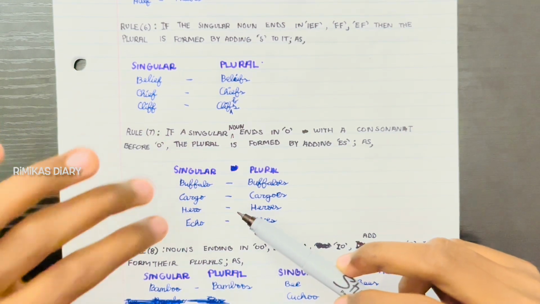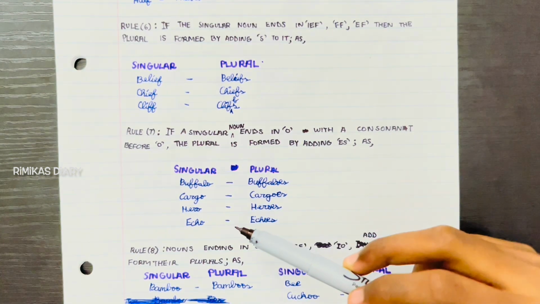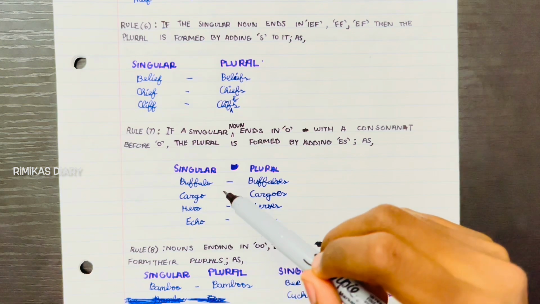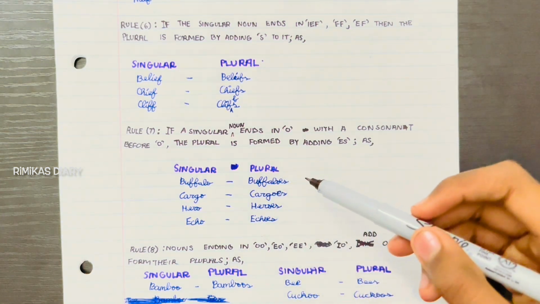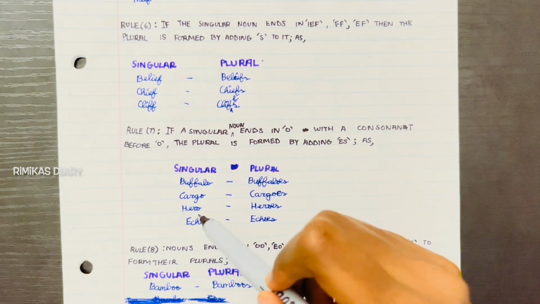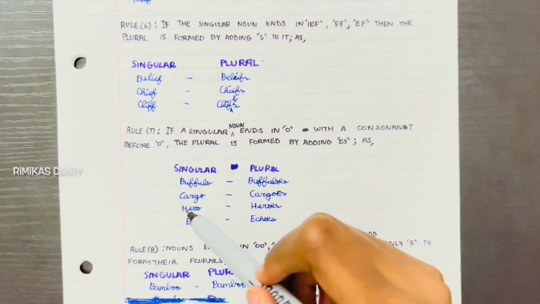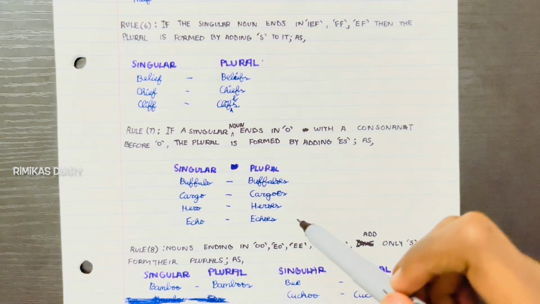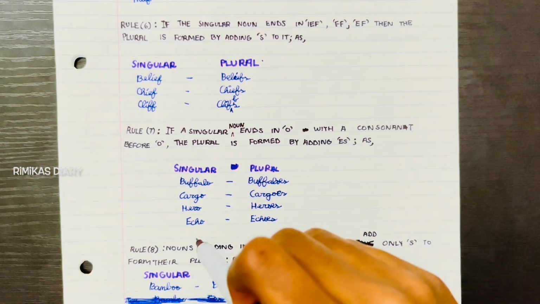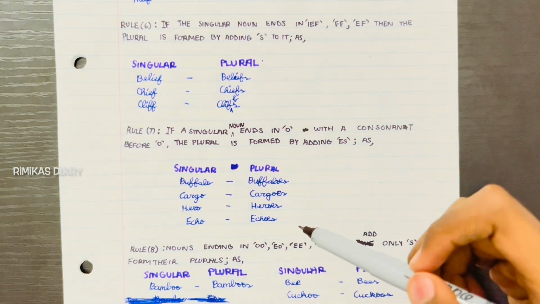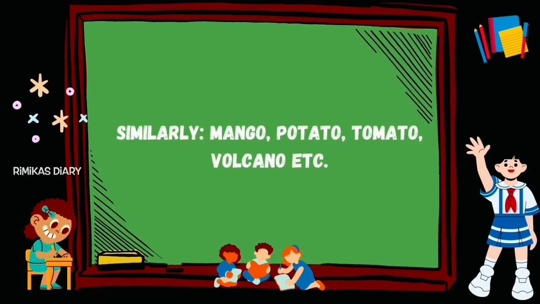In cargo, the word cargo ended with O at the end, and before O there's G. So G is a consonant, so we're just adding es for the plural form. Hero, the word hero ended with O, and before O there's a consonant which is R, so we're just adding es at the end. In the word echo, before O there's H, and H is a consonant, so we're adding es at the end for the plural form.